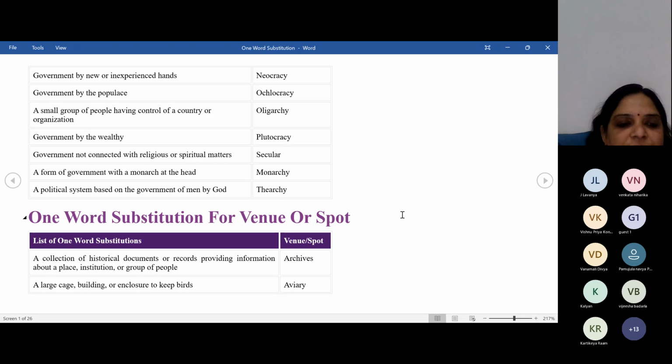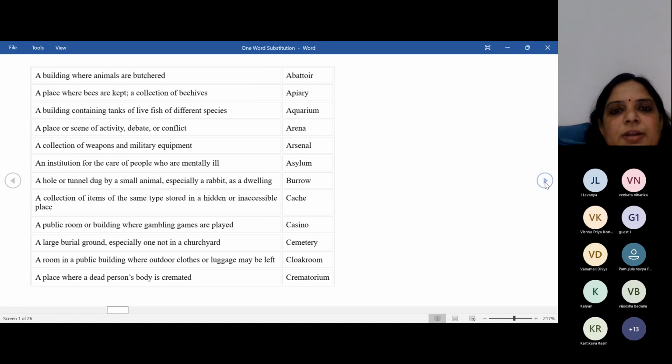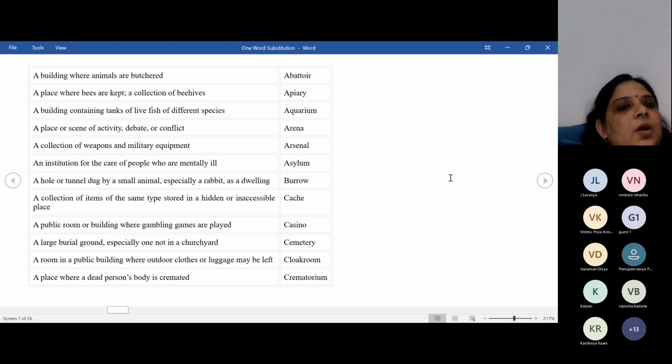It's called the archives, okay? A large cage, building or enclosure to keep birds, you must have heard about it, an aviary. Like a zoo, that's called an aviary. A building where animals are butchered is called an abattoir. A place where bees are kept, a collection of beehives, is called an apiary. A building containing tanks of live fish of different species is an aquarium.